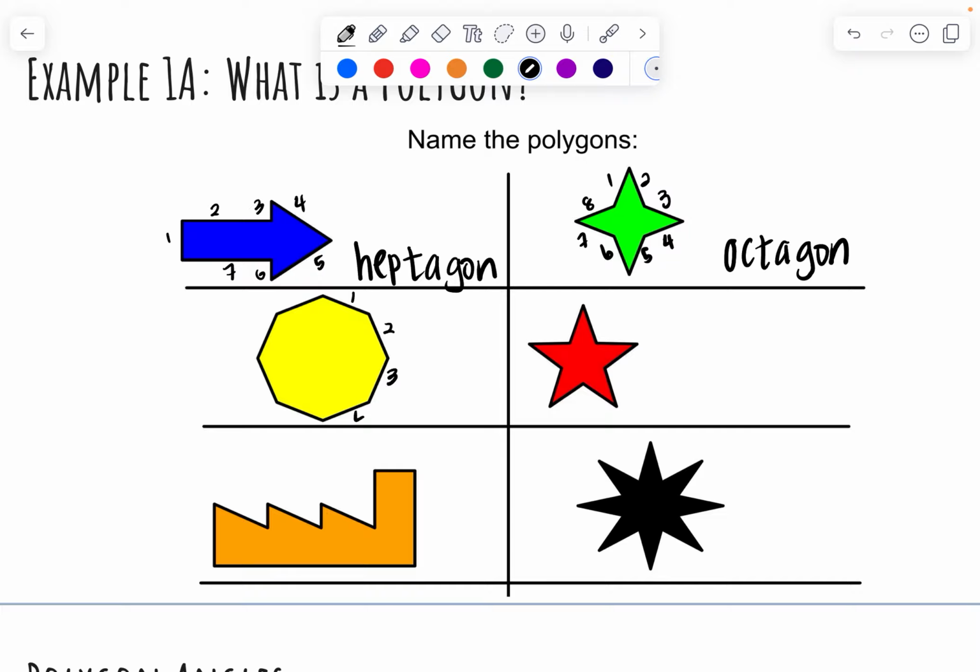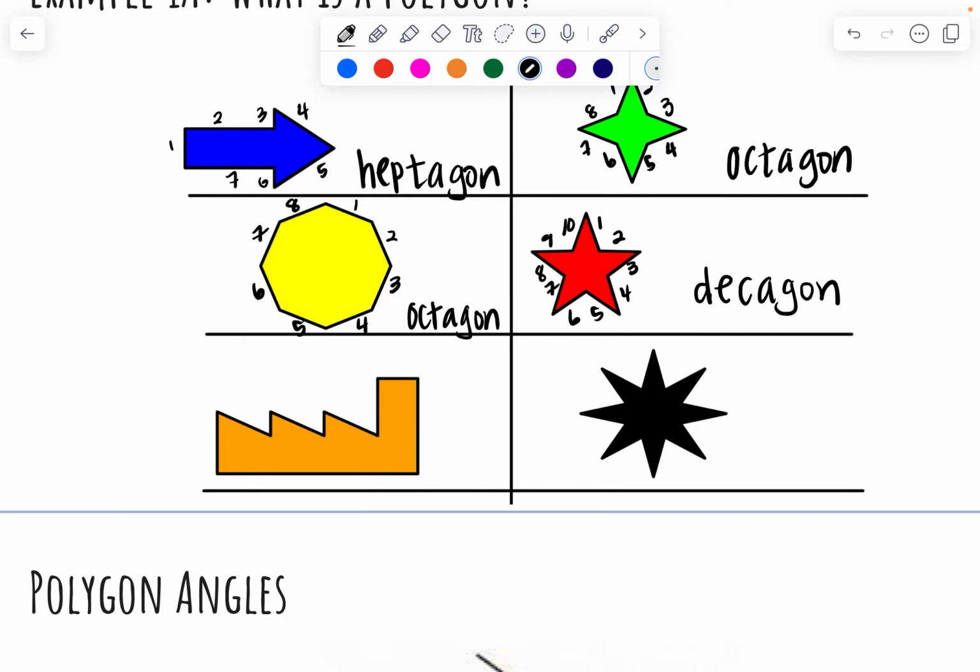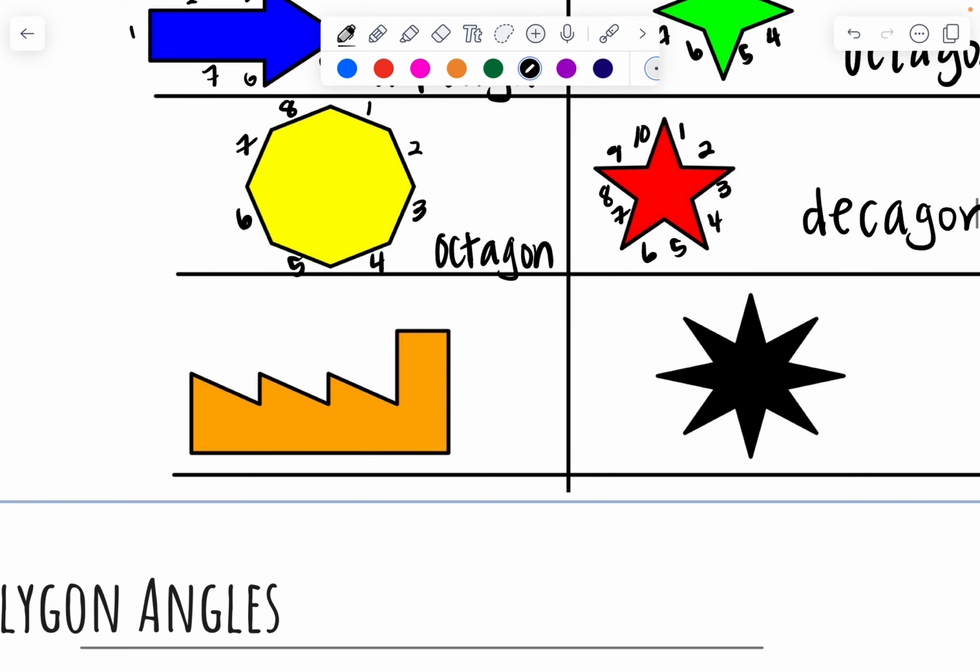This one has 8 sides, so this is also an octagon. This star has 10 sides, so it's called a decagon. Deca, like a decade, is 10 years. This one also has 10 sides, so this one is also a decagon.